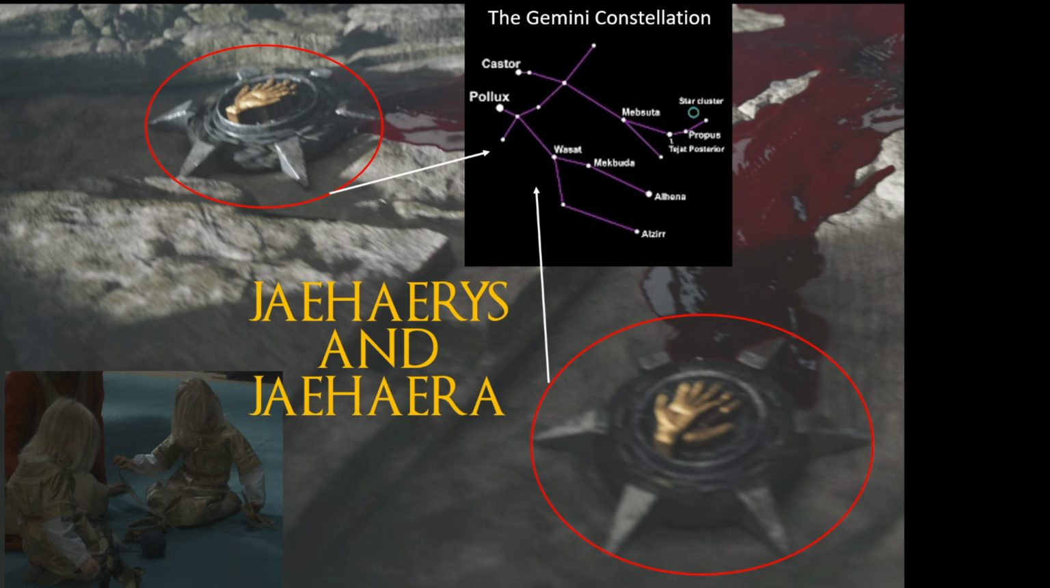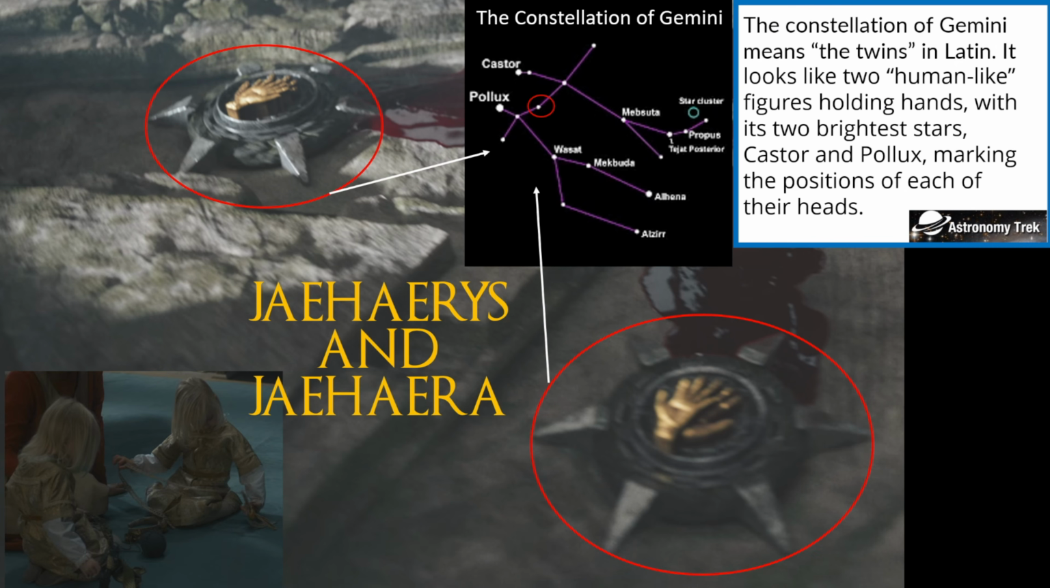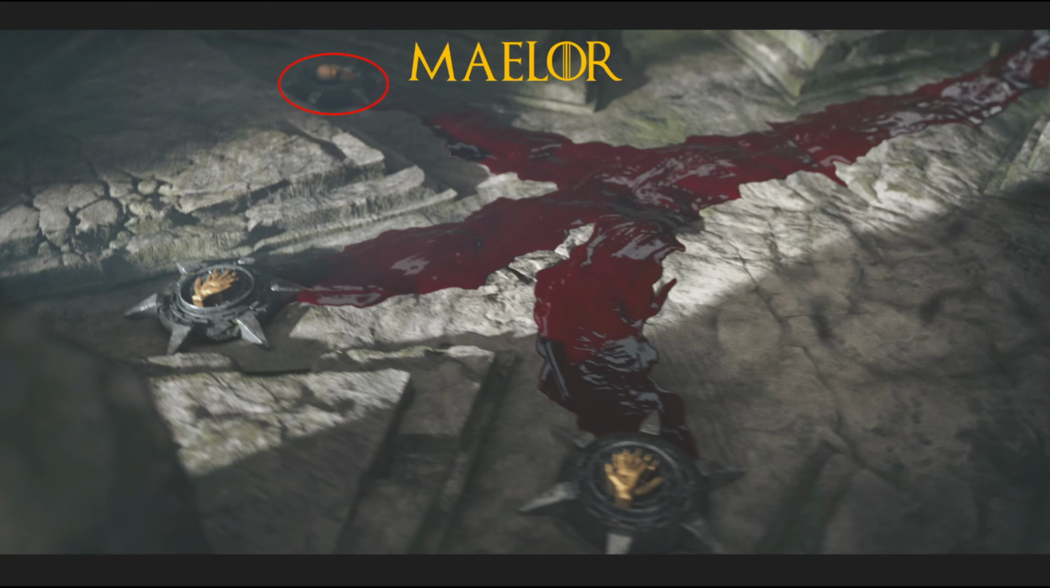The meaning of this comes from the Gemini constellation. The constellation of Gemini means the twins in Latin. It looks like 2 human-like figures holding hands, with its 2 brightest stars, Castor and Pollux, marking the positions of each of their heads. As for their 3rd child, Maelor, his emblem is not visible enough to be able to identify it. However, if anyone has any idea of what it could be, please let us know in the comments, ideally by using spoiler tags in case you're spoiling Fire and Blood.